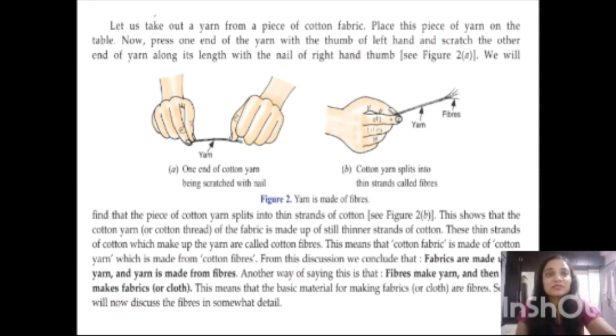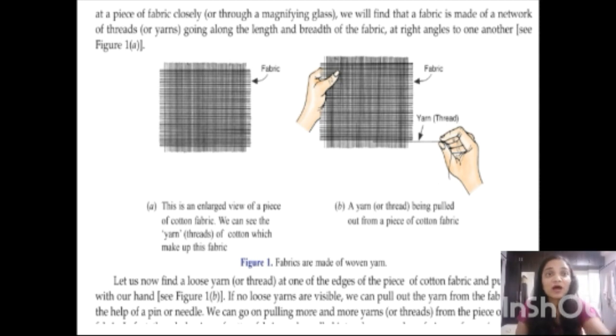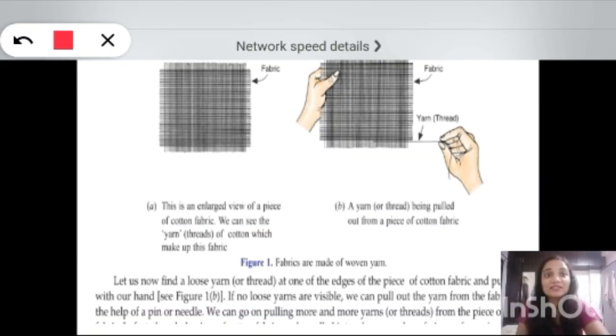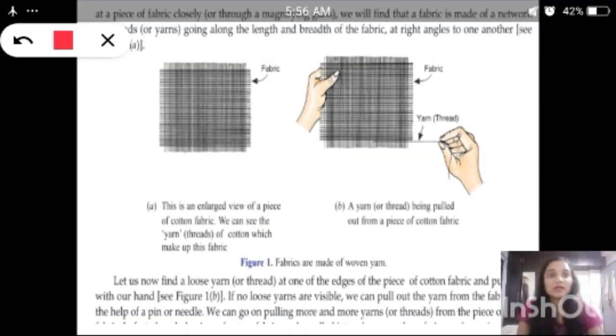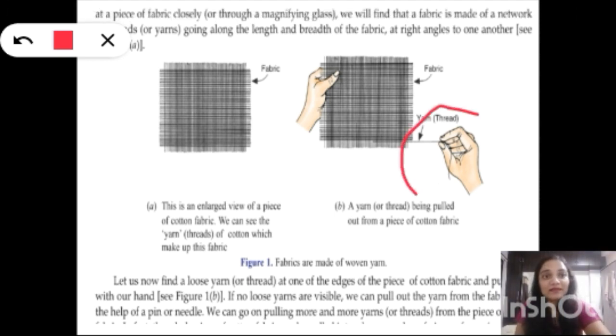Next we will see how we can use these yarns to make fabric. Here in this hand there is one yarn. Like this there are lots of yarns. They are arranged at right angles, vertically and horizontally, and it is converted into fabric.